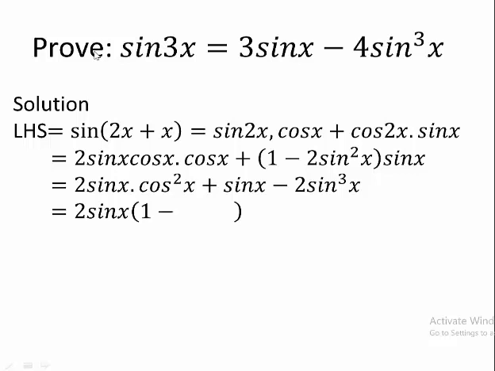You therefore carry on resolving. You write your 2 sine x. For your cos squared x plus sine squared x, it's 1. So you will then change that to 1, and you will remain with your 2 sine x, and then you will have your plus sine x minus 2 sine cubed x.